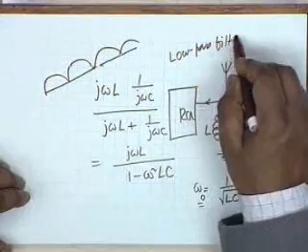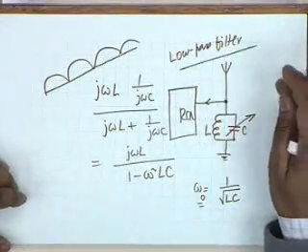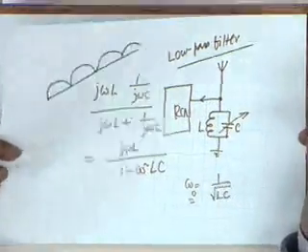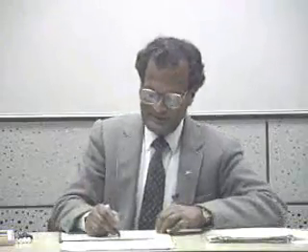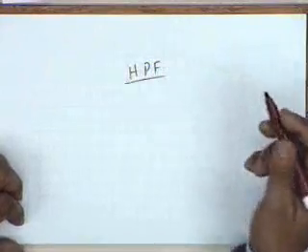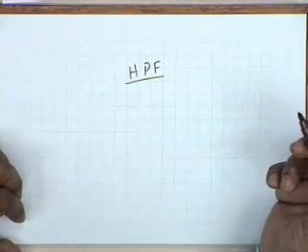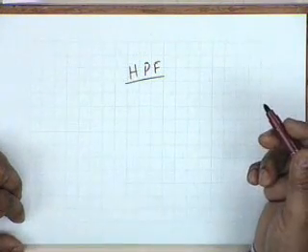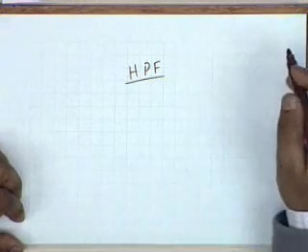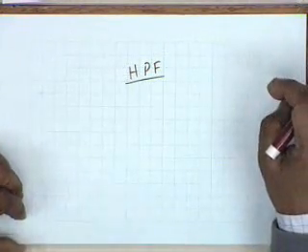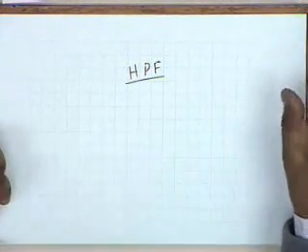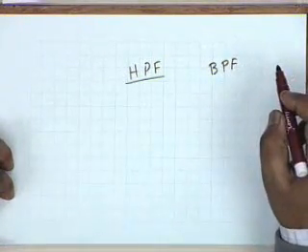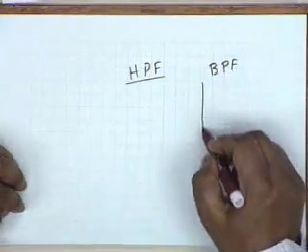Low pass filter. A low pass filter is one which passes low frequencies and rejects high frequencies. In a similar manner, a high pass filter, HPF, is one which passes high frequencies but rejects low frequencies. Alright, high pass filter. A band pass filter, BPF, is one which rejects both low and high frequencies.